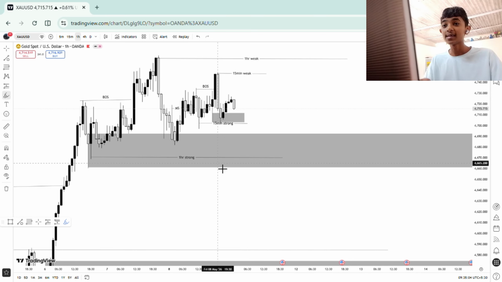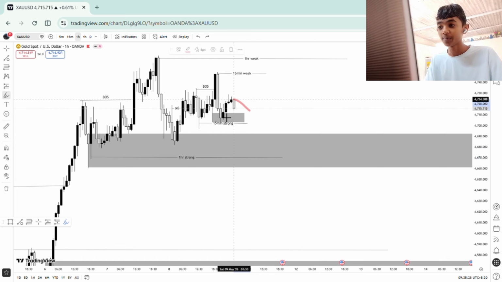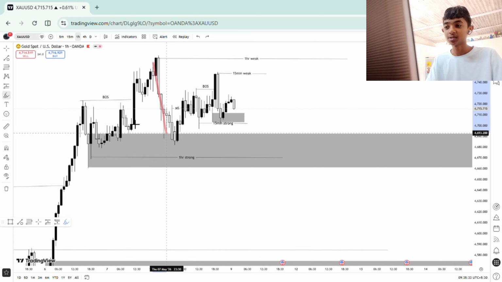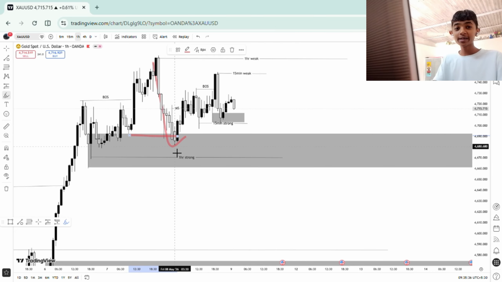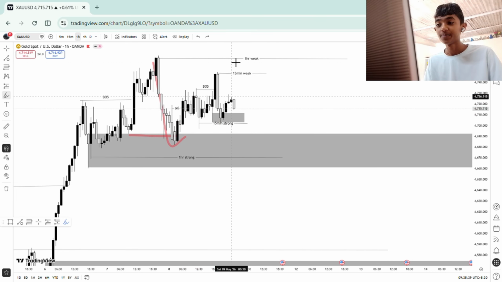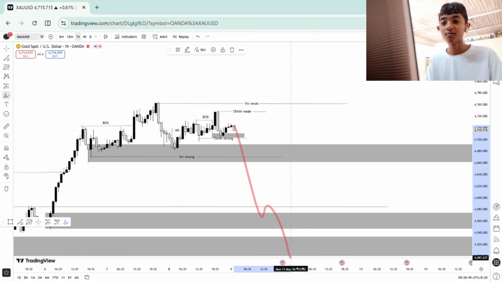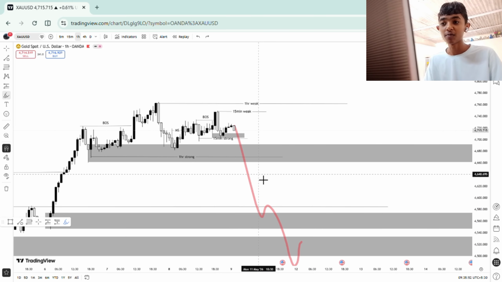So you can enter after price sweeps liquidity here, or you can even enter here and target this, because price already gave us a liquidity sweep on this point of interest and gave us a fractal bullish breakout structure. So for the swing trader, the plan is that if you are conservative, wait for price to come to one of these points of interest and enter after the liquidity sweep and target this 1 hour weak high, or this 4 hour weak high.